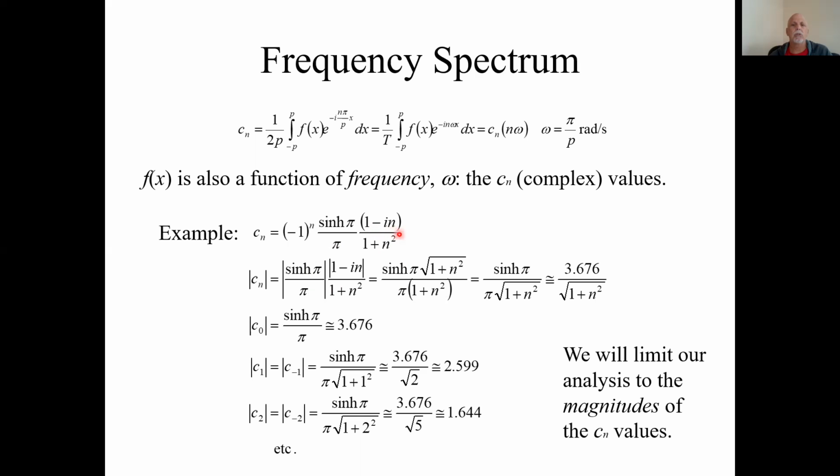How do I get the magnitude of a complex number? By the Pythagorean theorem. It's the distance in the complex plane. So I take the real part squared, add to it the imaginary part squared. Don't square the i, just the rest of it. It's going to be the square root of 1 squared plus n squared. Anyway, that would simplify to this. And if I computed what sinh pi over pi is, I get this. Then everything else, all I do is plug in the proper n's.